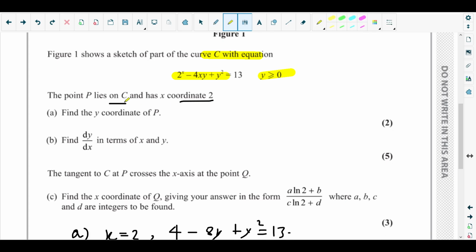Next, for part B, find the derivative of y in terms of x and y. So this is very straightforward. They asked to find the derivative, the gradient function of the curve in terms of both x and y. When they ask to find the derivative in terms of both x and y, we have to use implicit differentiation. So let's do implicit differentiation and find out the derivative of this curve.